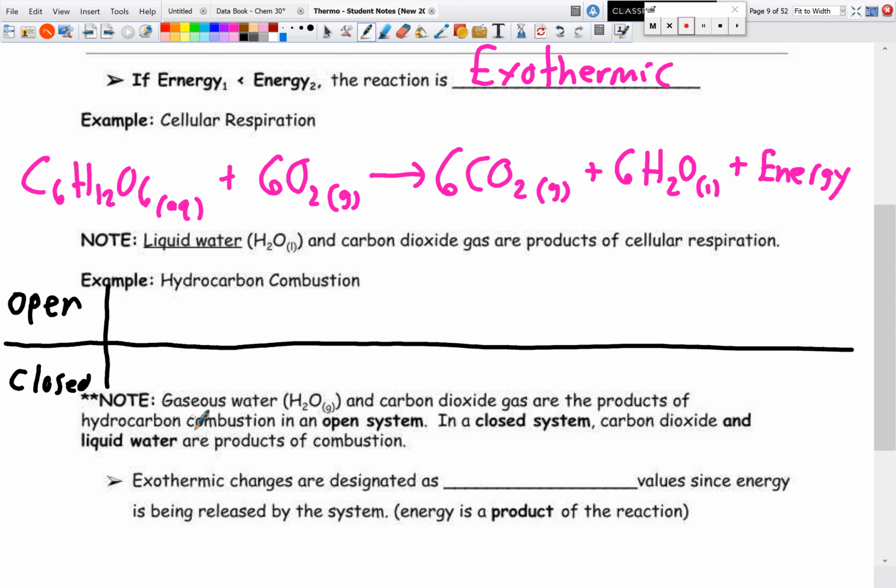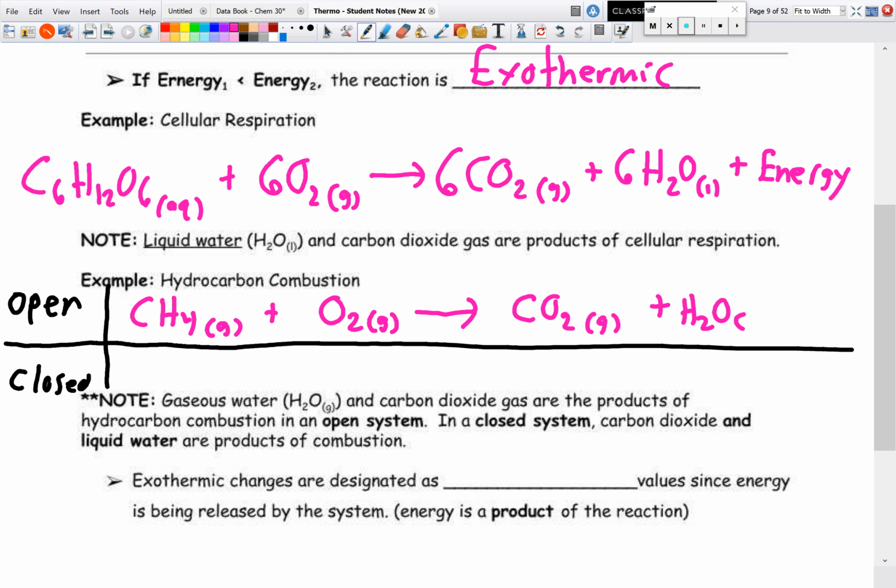Now, we can read right here the note: gaseous water, so H2O gas, and carbon dioxide gas are products of hydrocarbon combustion in an open system. But in a closed system, we get carbon dioxide and liquid water. So you do have to be careful about how you're representing combustion reactions in this unit as well. So for an open system, I'm just going to take the combustion of methane. So CH4 gas plus, now we know all combustion reactions need to react with oxygen gas. And in an open system, it's going to produce CO2 gas and H2O, also a gas in an open system.